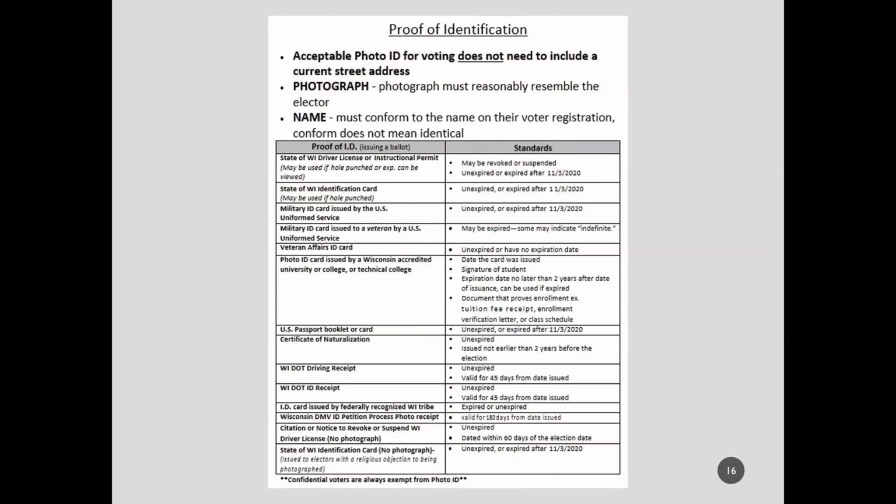So this is a list of photo identification. Acceptable photo identification can include the Wisconsin driver's license, as we talked about, and the standard is it may be revoked or suspended, unexpired, or expired after the date of 11/3 of 2020. This date has changed from previous documents due to us having a new general election. The state identification card is the same, unexpired or expired after 11/3 of 2020.